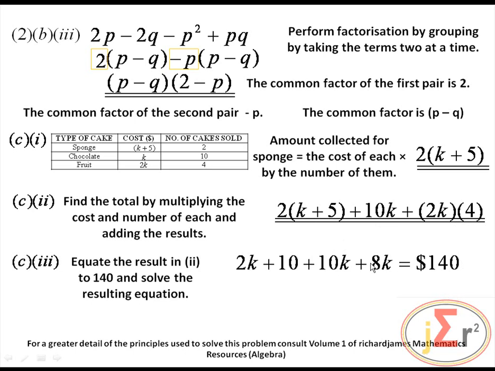So we're going to put all of these k's together, we'll get 20k, and on the other side we have 140 minus 10 is 130. So 20k is equal to $130. So k is equal to $6.50.